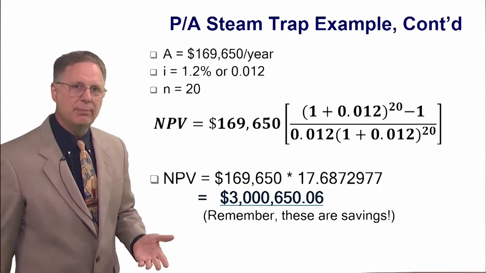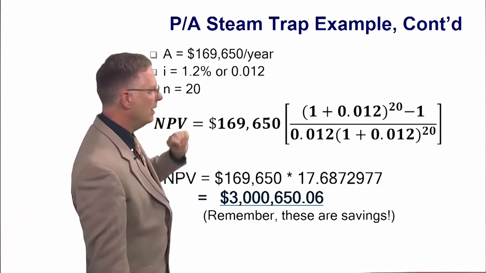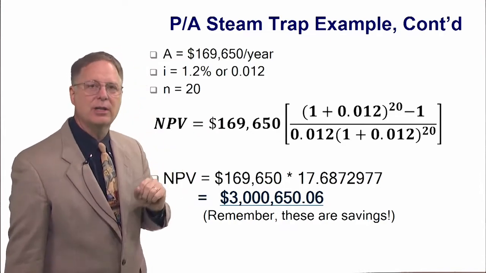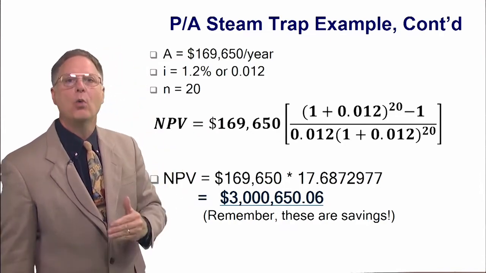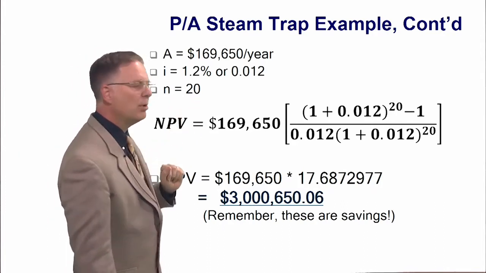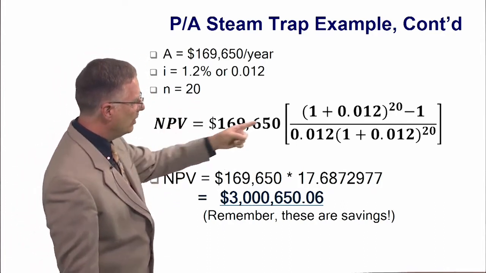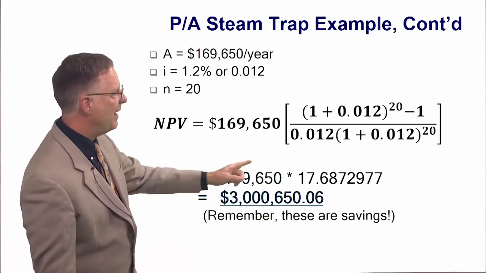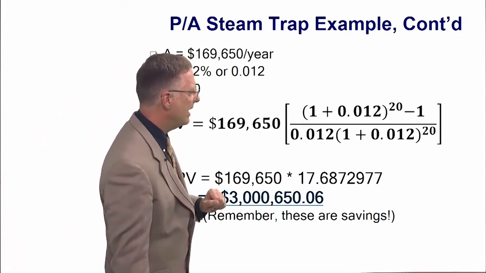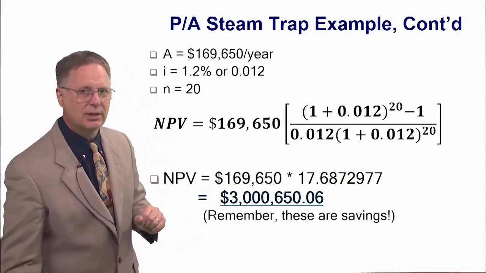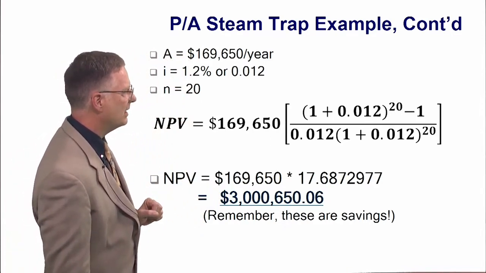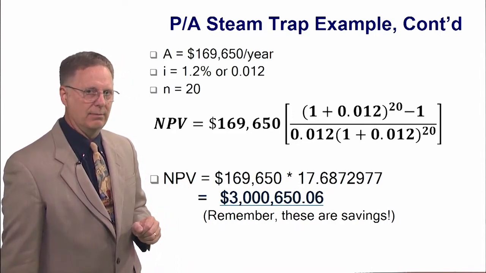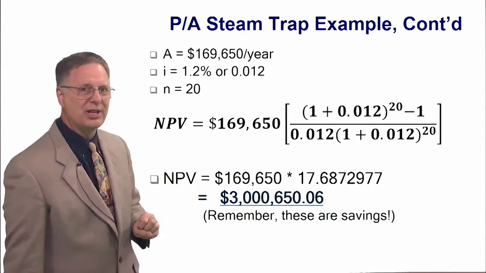So what is the net present value of this? Well, we know our savings. We know the interest rate for 20 years. If you go back to that chart, it's going to be 1.2% or 0.012. And our number of years is 20. So we throw it into that equation. Our calculator moans and groans a little bit. And out comes a value of 17.687297. Multiply times 169,000, and we come up with $3,650,000. And remember, again, those are savings.